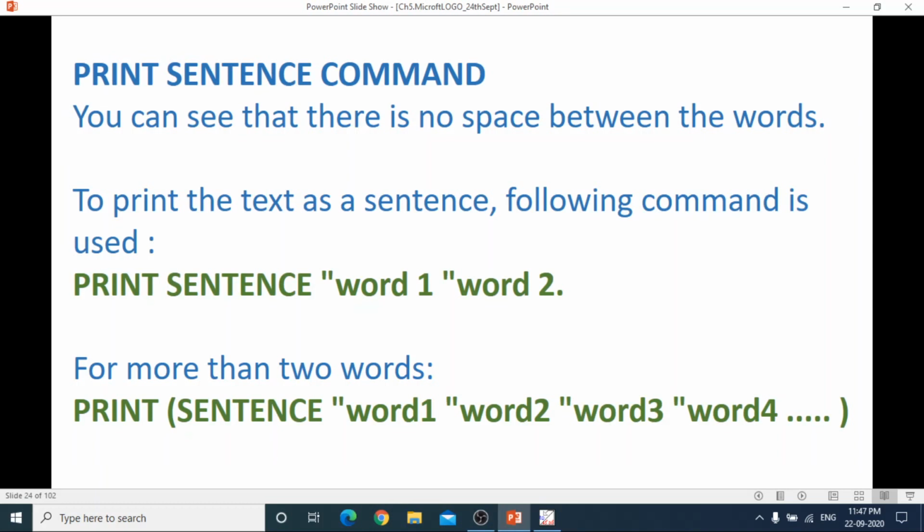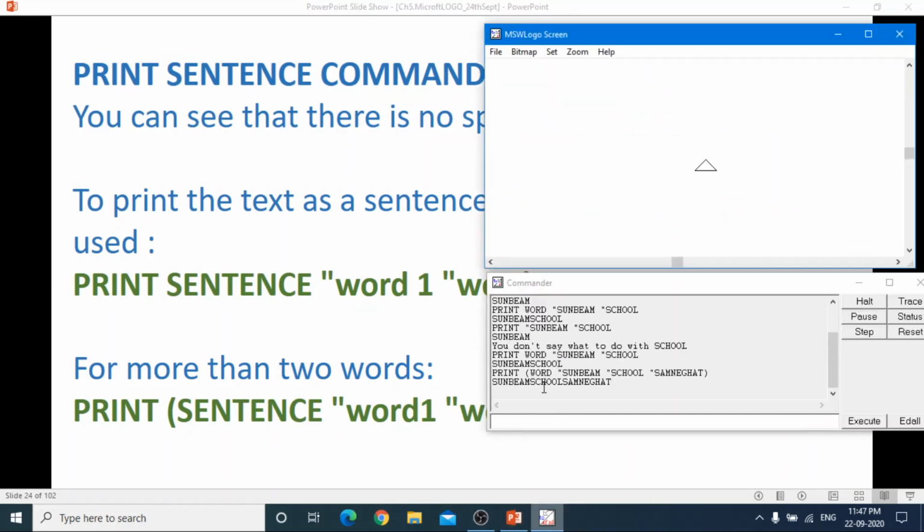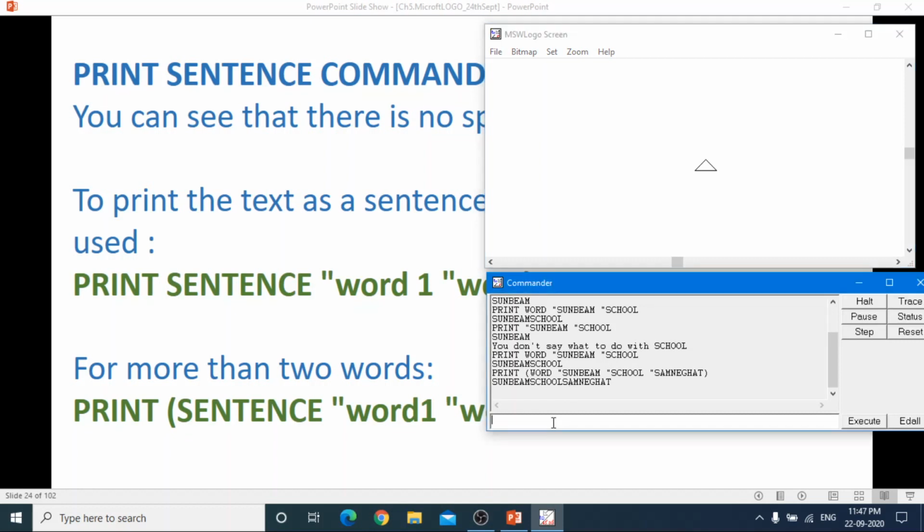Next is the print sentence command. Now see the examples that we have printed here. All the three words don't have any space in between them. Sunbeam, school, Samne Ghat is printed as a single word. There is no space between Sunbeam and school and Samne Ghat. So for that we have the print sentence command.